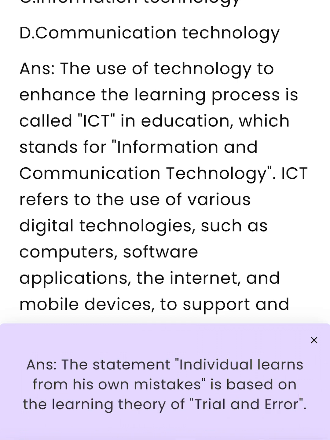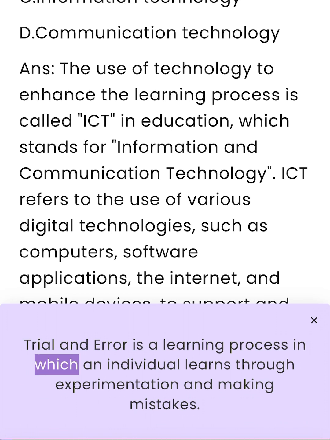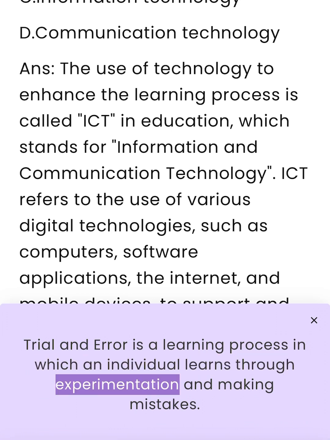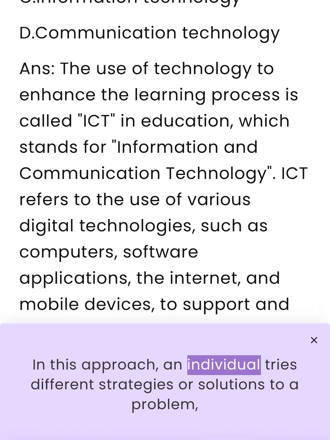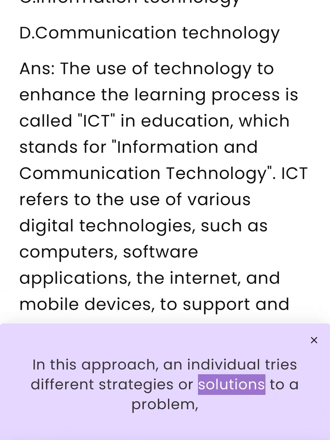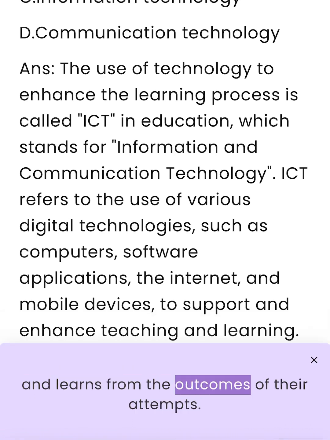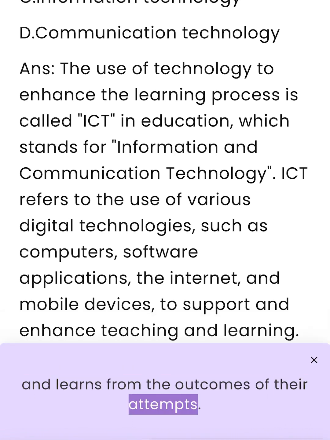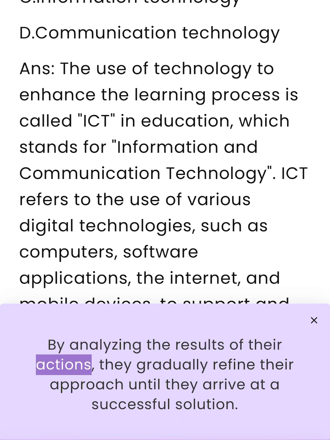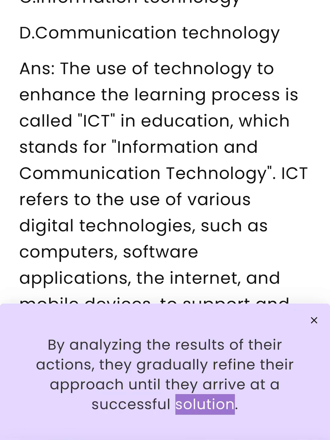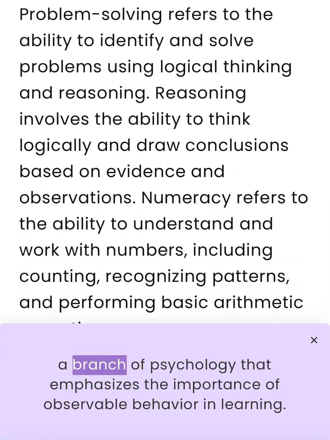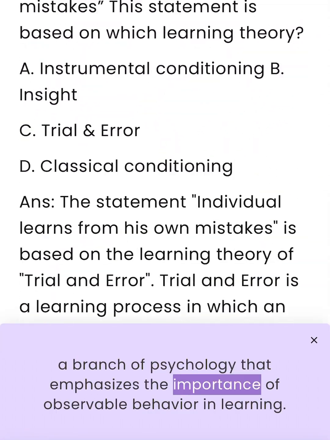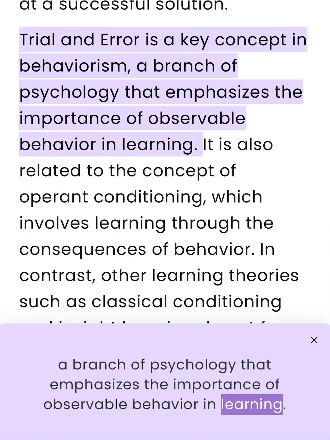Trial and error is a learning process in which an individual learns through experimentation and making mistakes. In this approach, an individual tries different strategies or solutions to a problem and learns from the outcomes of their attempts. By analyzing the results of their actions, they gradually refine their approach until they arrive at a successful solution. Trial and error is a key concept in behaviorism, a branch of psychology that emphasizes the importance of observable behavior in learning.